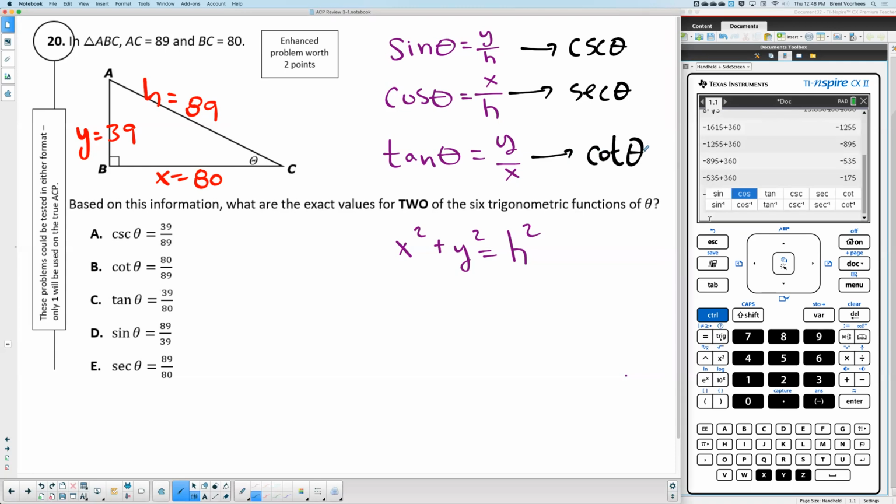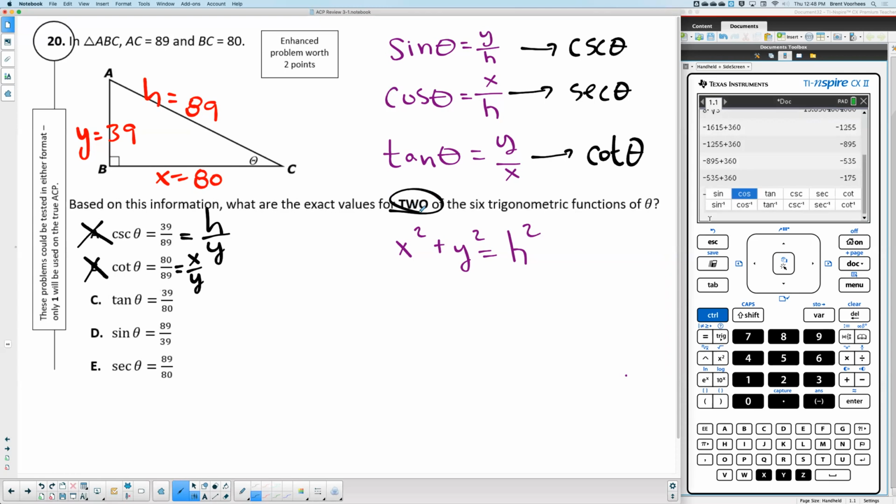Okay, so CSC. What should CSC be? H over Y. Is that correct? Is 39 the H? No, that one's wrong. Okay. Cotangent. What should cotangent be? X over Y. Is that right? Nope. By the way, this is another example of an enhanced problem. Multiple answers. It says select 2 answers.